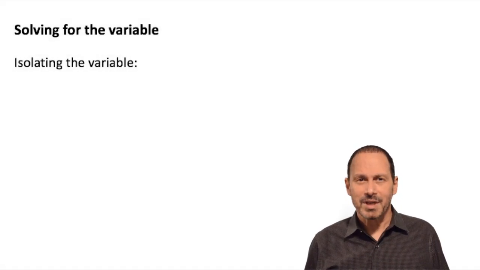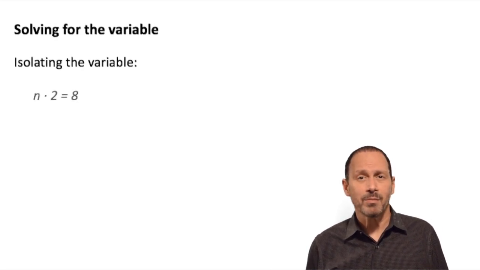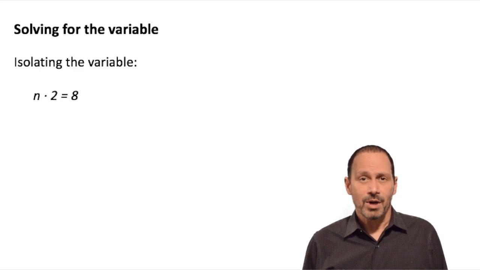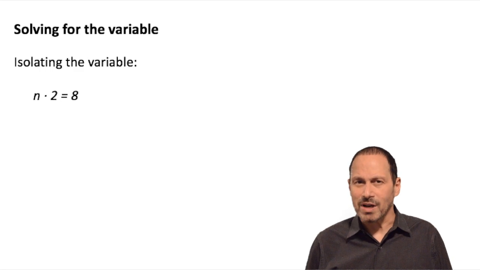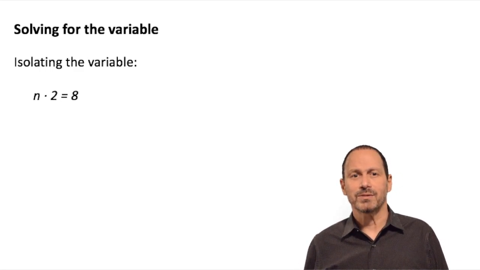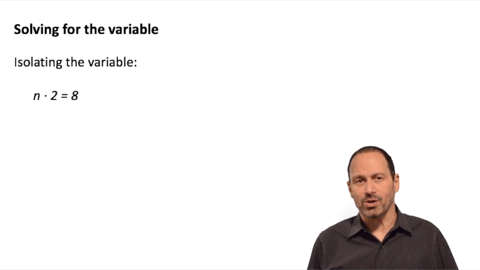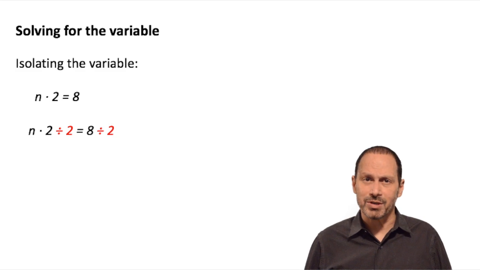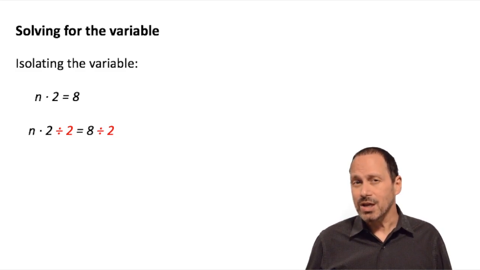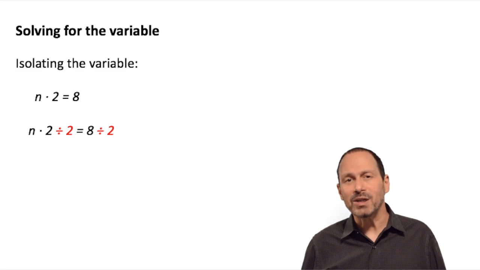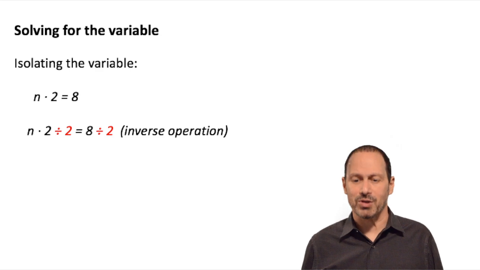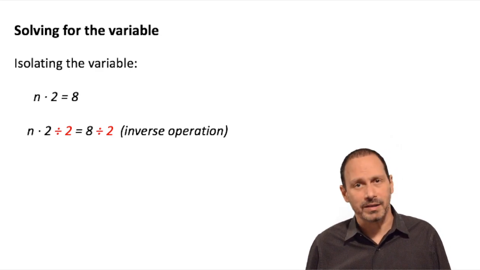The same can be done when there is a multiplication. Suppose we have n multiplied by 2 equals 8. If we want to isolate the variable, solve for the variable, then we do the inverse operation of multiplication, which is division. We divide by 2 on both sides of the equation. Remember, we have to do it on both sides of the equation to preserve its equality.